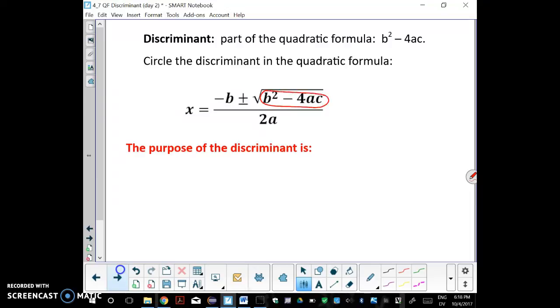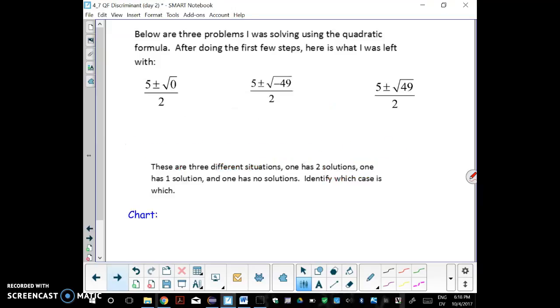Okay, and the whole purpose of this discriminant, this b squared minus 4ac, it'll be a number, some value that we'll calculate, and one of the purposes of the discriminant is to determine the number of solutions. Okay, that's one of the things. That's kind of its main purpose, is to determine the number of solutions. So the discriminant, again, is this number under the check mark.